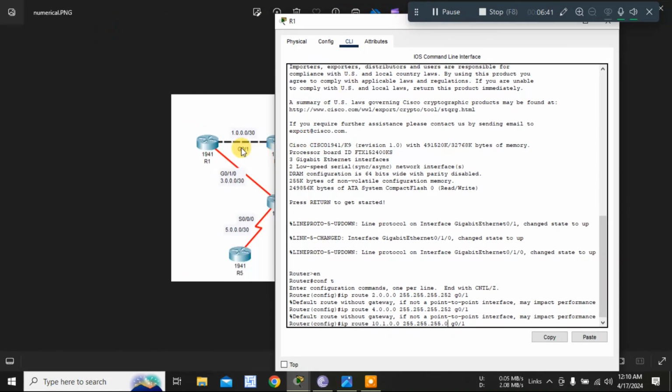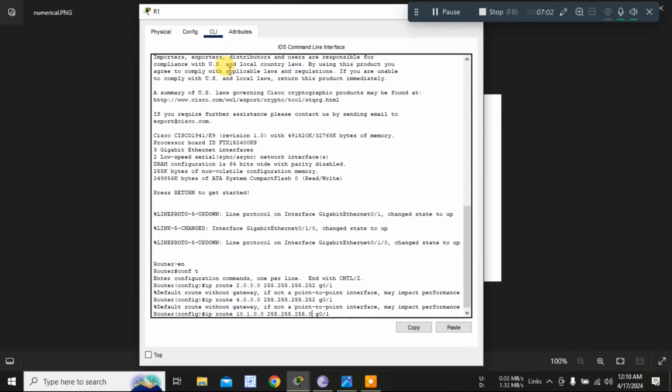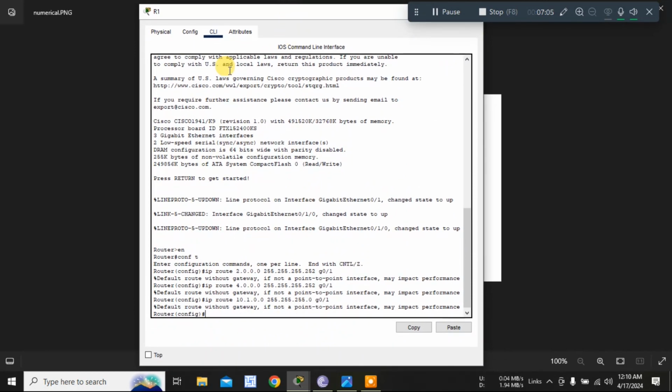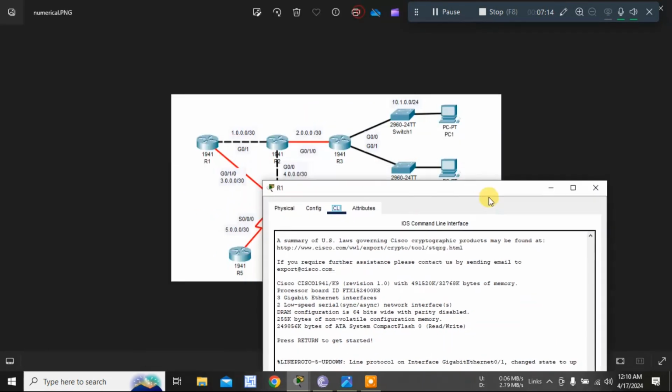through this gigabit ethernet, because this router will communicate with all the routers. Like this one will communicate with this path via this, this one will again pass the message via this, then via this, so this one will be the interface gigabit ethernet 0. Okay, done. Now for 10.2, done. So it's done for all networks.